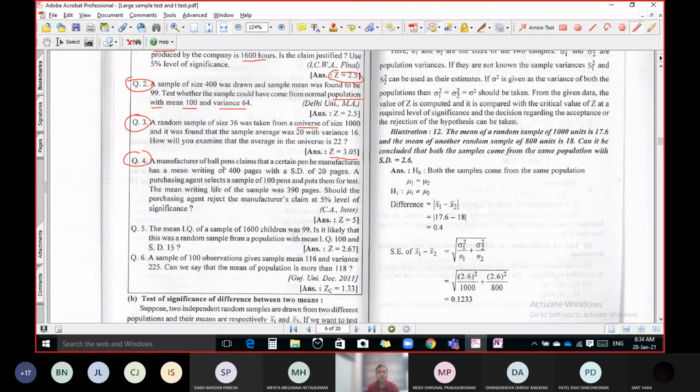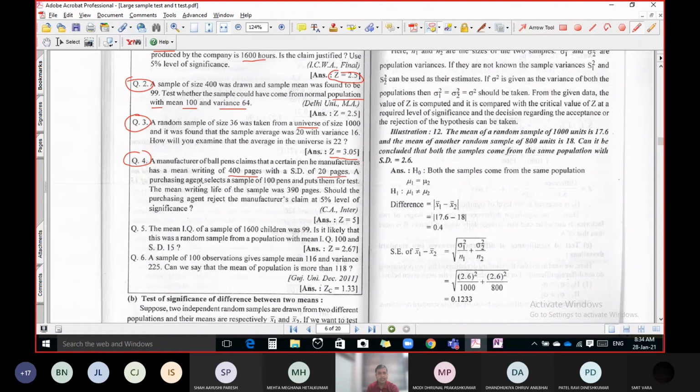See, a manufacturer of ball pen claimed that the certain pen he manufactured has the average writing of 400 pages with a standard deviation of 20 pages. So the average life of pen is 400 pages with standard deviation of 20 pages. This is the claim of the manufacturer regarding all the pens. So it is mu. Mu is 400 and sigma is 20.